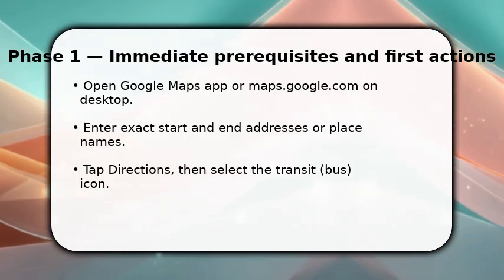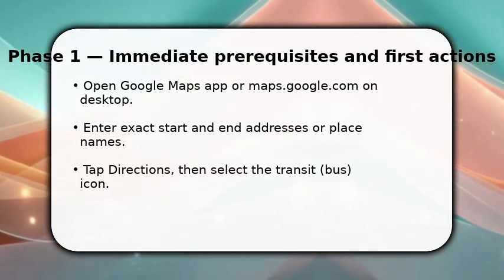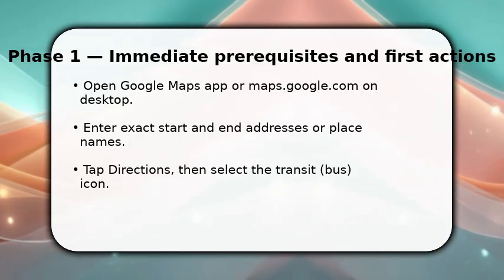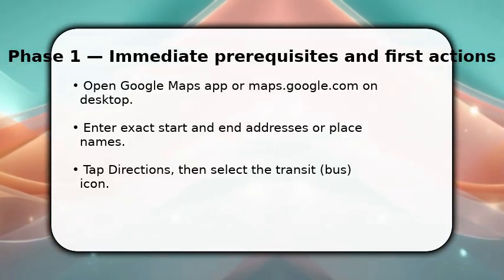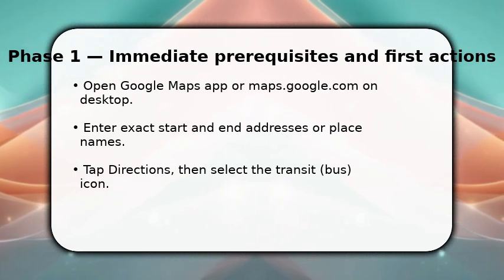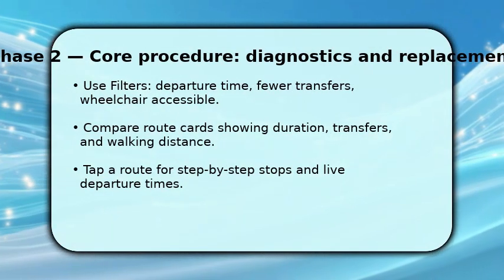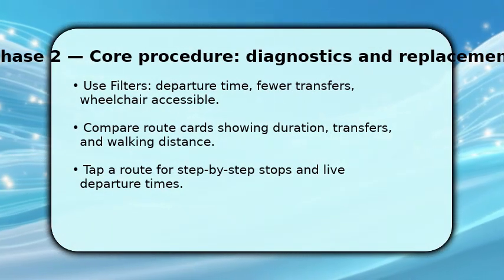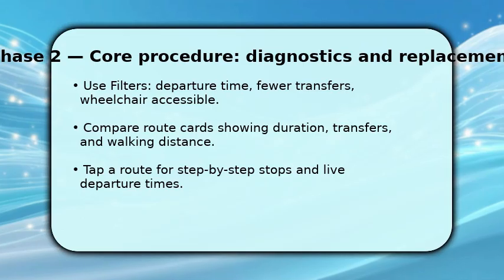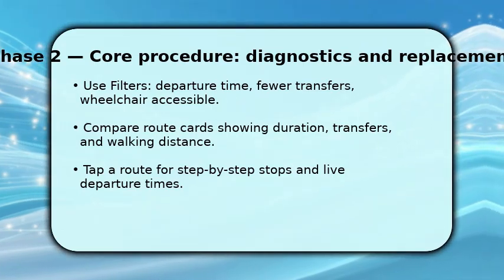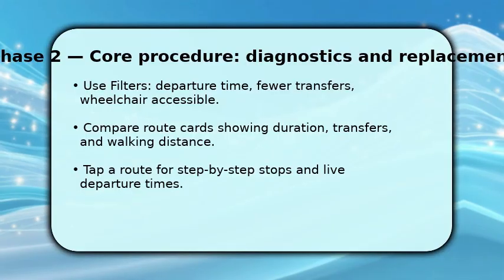This first step sets the system to show bus options instead of driving or walking, so you'll get relevant routes and estimated travel times immediately. Once you have bus suggestions, refine them by using filters: pick departure or arrival times, fewer transfers, or accessibility needs, because that tailors choices to your comfort.